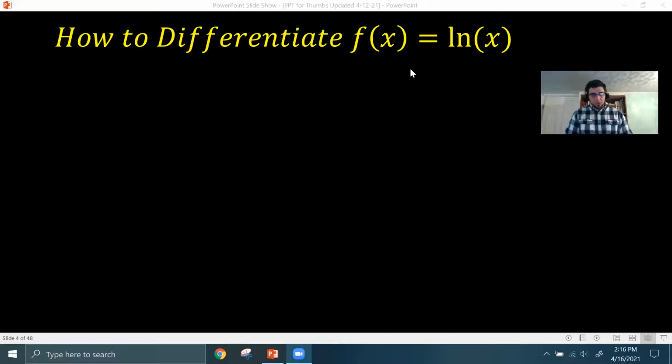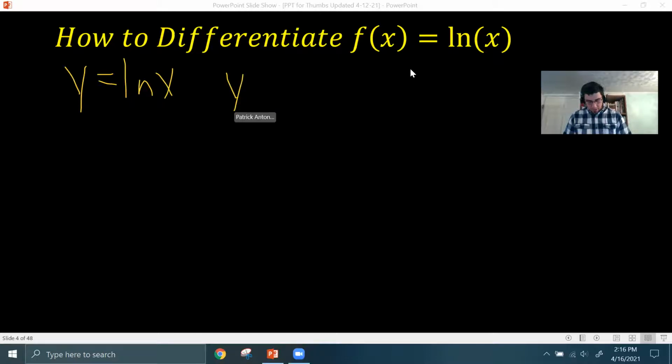So the differentiation rule for natural log x, I did a video on this of proving what the derivative is, but in this one, I'm not going to rehash that. I'm just going to go straight into the rule. So if you have y equals natural log x, then the derivative is just 1 over x.